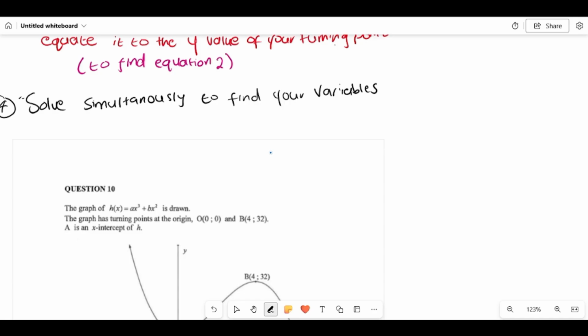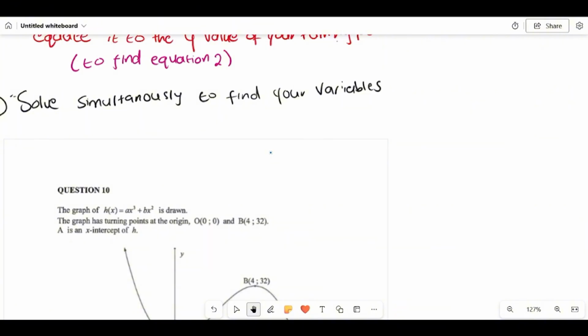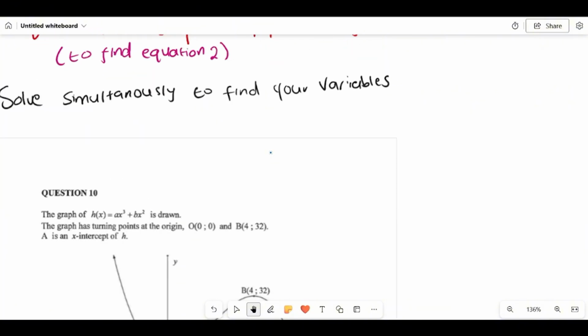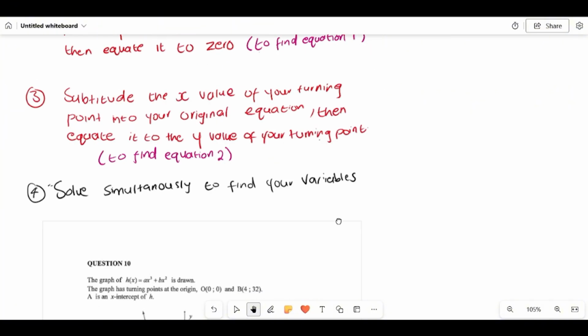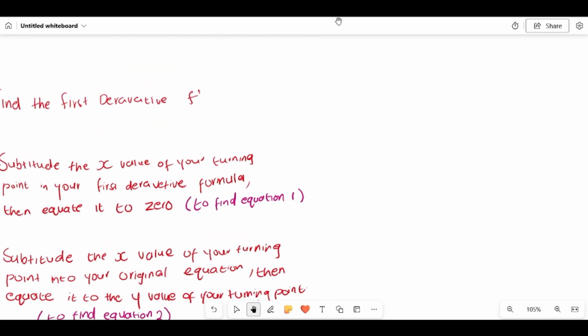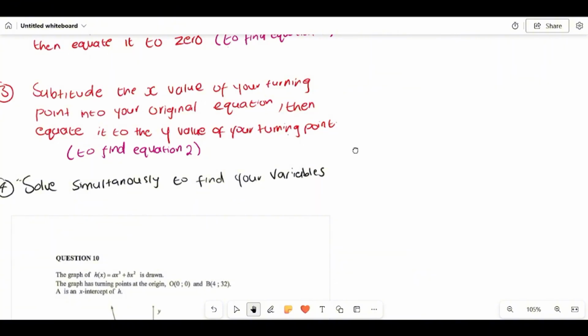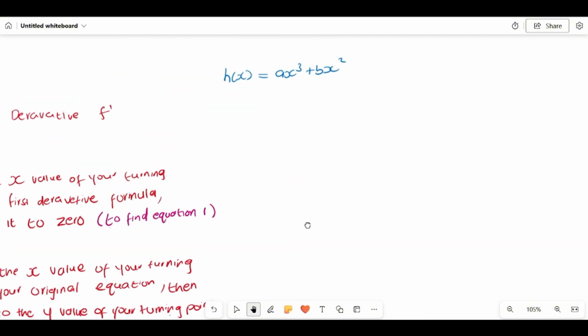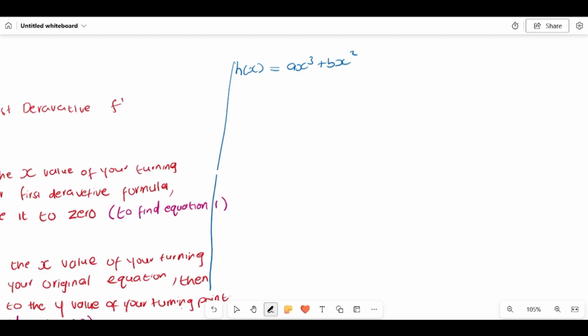So this is the h of x graph that we are given, and we need to find the equation of this graph. All right. So let me just quickly write it above there. So I have given my h of x graph, which is ax cubed plus bx squared. Let me see if I'm omitting something. So it's ax cubed plus bx squared only. All right. Now, let us follow these steps in order to answer this question, right?